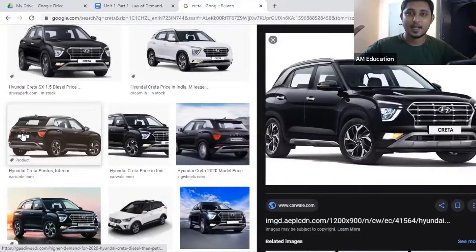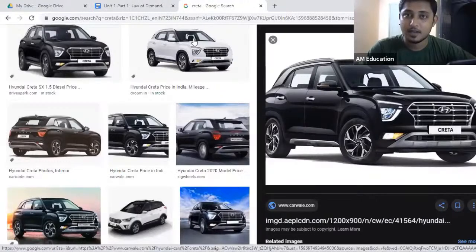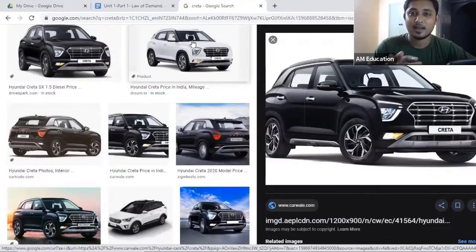SUV has seating in the back. This is only a 5-seater. This is a multi-utility vehicle. Right? And SUVs, Scorpio, XUV and such, are super utility vehicles where you can put more people and even more luggage. Okay, so what you prefer also sets the demand for a certain product.